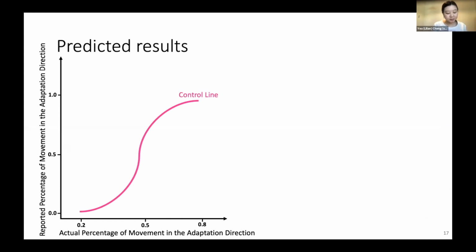We compared the adaptation session with the no-adaptation control. When using the percentage of the actual and reported movement to the adaptation direction as x and y-axis, we predict a line for the control session where the reported rate increases with the actual rate. For the adaptation session, we predict the adaptation line to be shifted to a lower position than the control line because people tend to have a weaker response to the adapted stimuli.